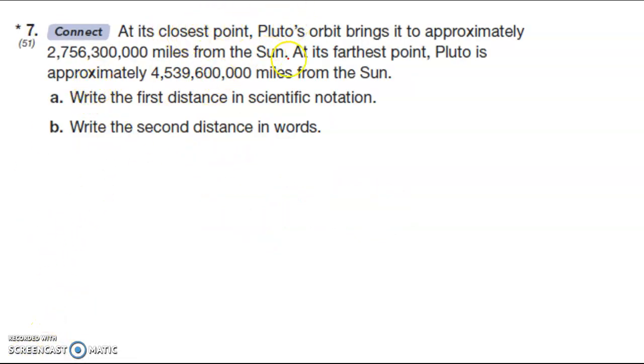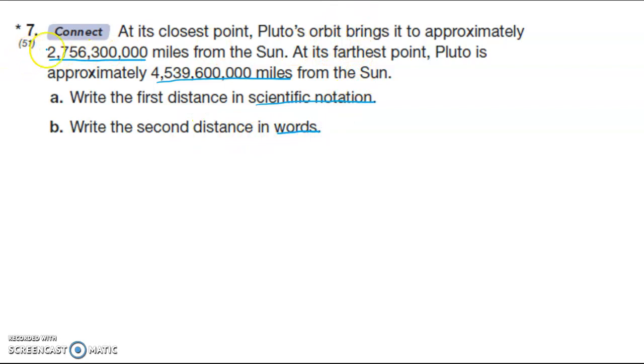All right. Number 7. At its closest point, Pluto's orbit brings it approximately this many miles from the Sun. At its farthest point, Pluto is approximately this many miles from the Sun. Write the first distance in scientific notation and the second distance in words.